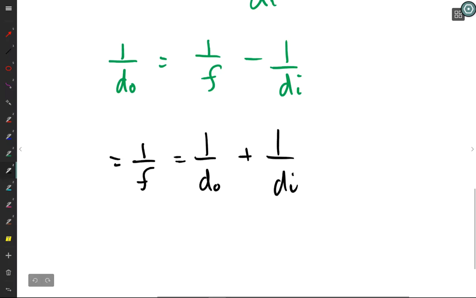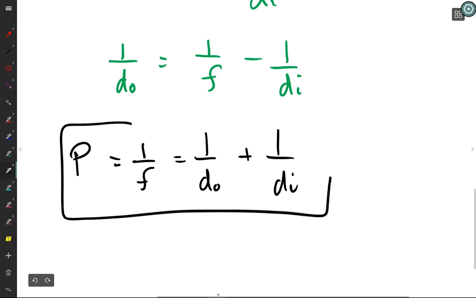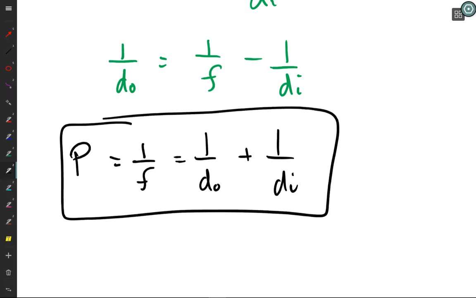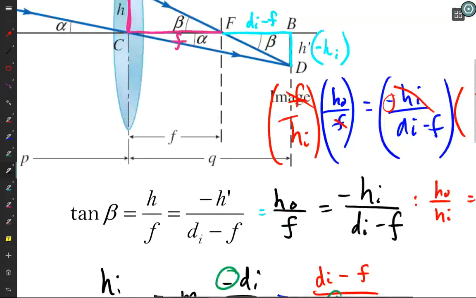And what is another thing you learned in lab for 1 over f? Power. So that's the other equation here that you must be able to use. And I want you to know that it has a legit basis, that it's not just some random thing or something arcane, something that came from not super complicated geometry.